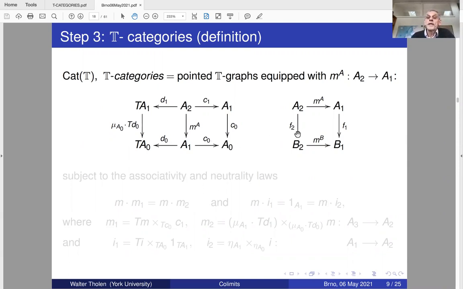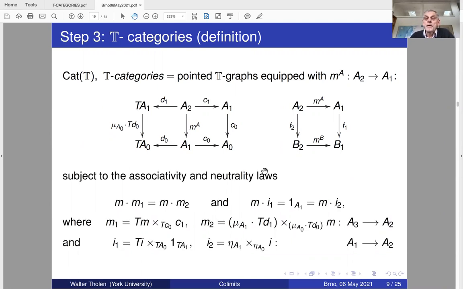And of course, when it comes to morphisms, morphisms should respect the composition. And to express associativity and neutrality laws, you have to play the same game as you would in internal category theory, but nothing spectacular is happening here.